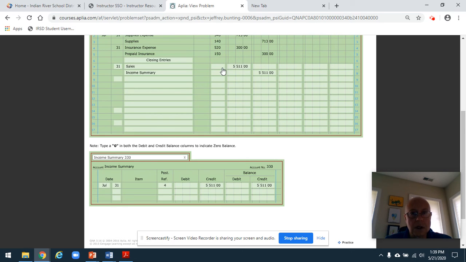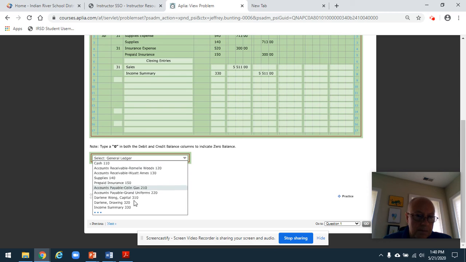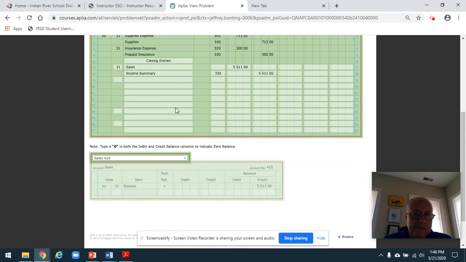Let's go close it out. So 330. I'm kind of doing this backwards, but you get the point. Then we go into sales. So that's 410, 31st. Okay, so we've got to do debit entry here, 5511, 4. Okay, so debit, 0. Okay, our account balance is 0.